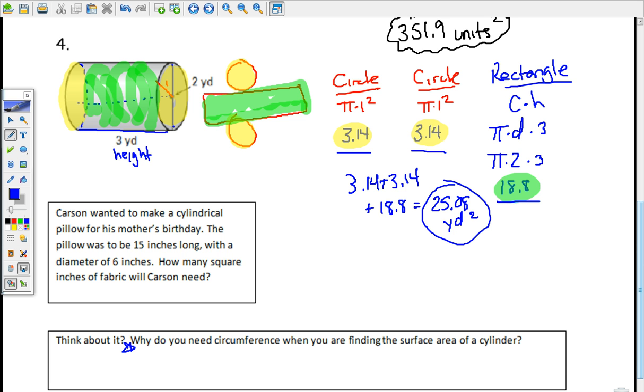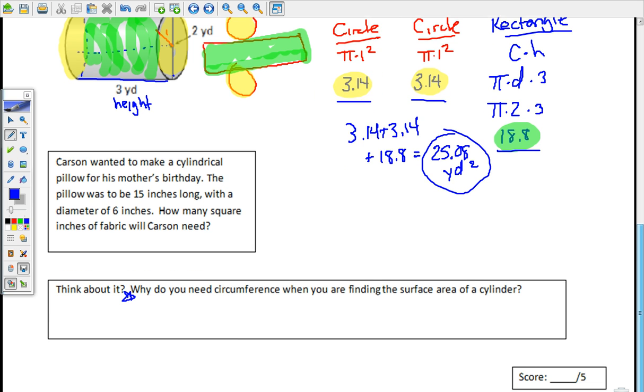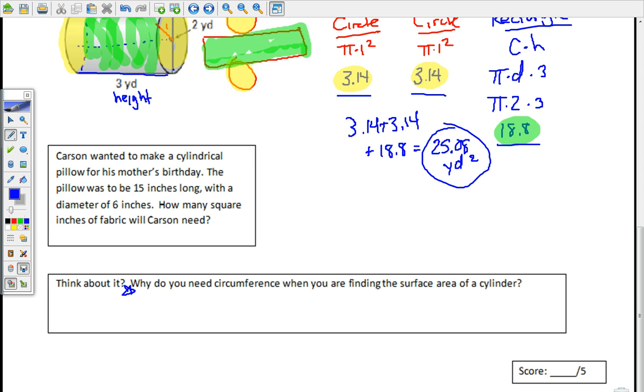All right, next one. I'm going to give myself some more space here. It says Carson wants to make a cylindrical pillow for his mother's birthday. Mother's Day is coming up in May, so he needs his birthday present earlier. Or Mother's Day present. Oh no, sorry, birthday. Forget what I said. The pillow was to be 15 inches long and a diameter of 6 inches.